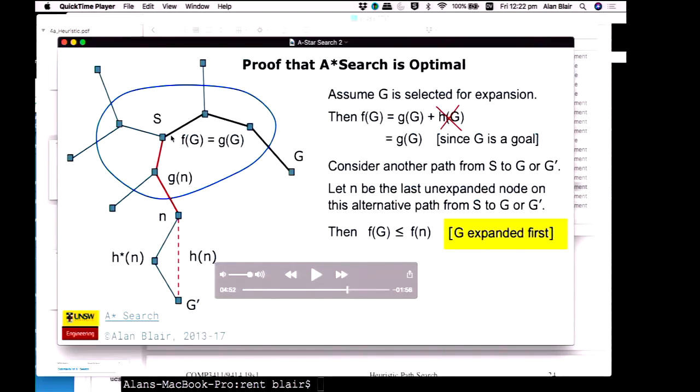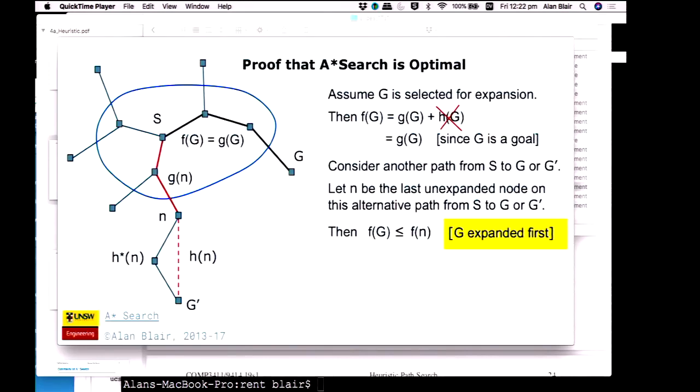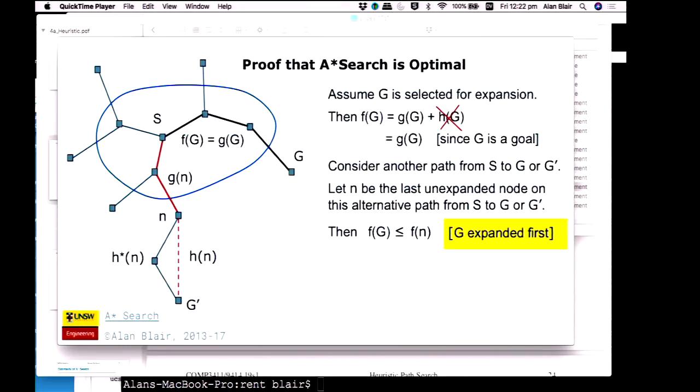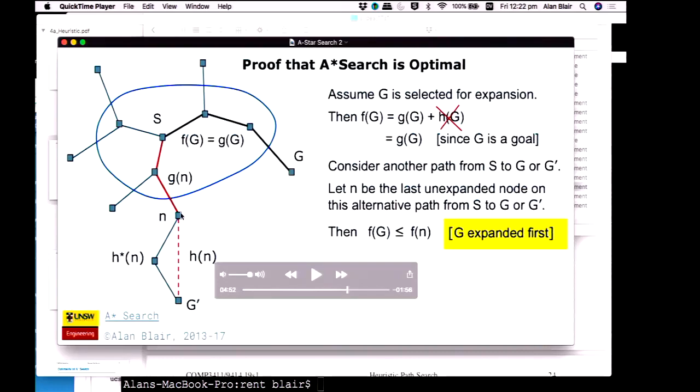So here's another path that goes to a goal. Now that path, in the beginning it stays inside this circle of expanded nodes, but then there's some node here where it's the first time it comes outside of this circle. So there's got to be some node n along this path which has been generated but hasn't yet been expanded. And so then you've got to ask yourself, well, why is it that this node got chosen for expansion and not that one? Well, it must be because f of this node is bigger than f of that node.